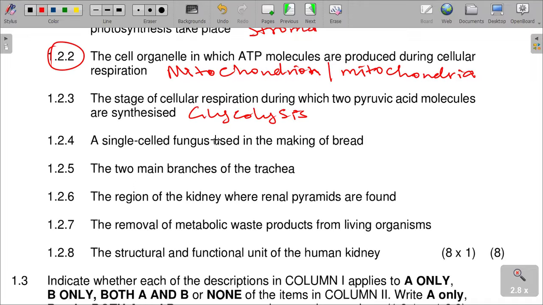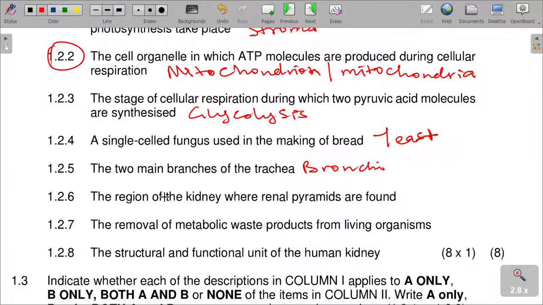A single-celled fungus used in the making of bread, it is what? It is yeast. Yeast is used for fermentation. It is used for making bread. The two main branches of the trachea we call the bronchi.